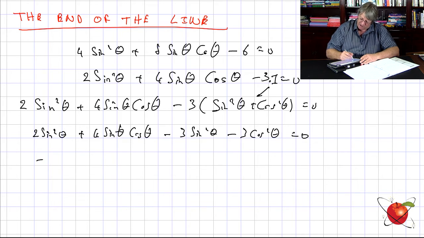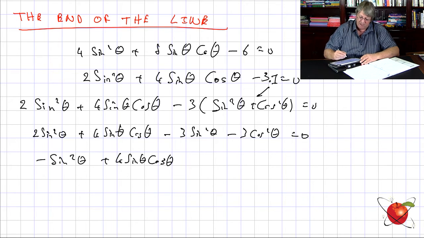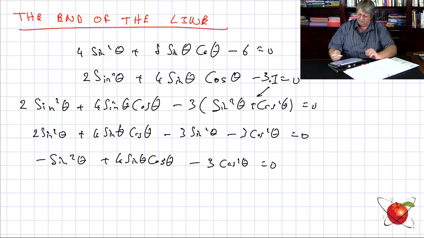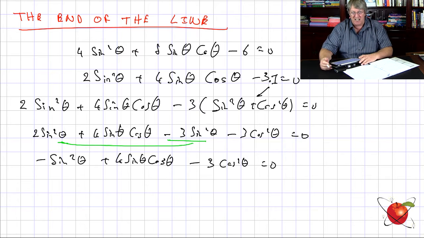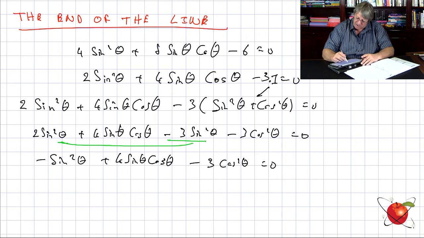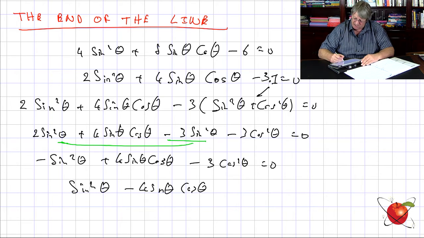Grouping like terms: minus sine squared theta plus 4 sine theta cos theta minus 3 cos squared theta equals 0. All I did is group like terms there. I took this sine squared and added it there and just tidied it up a little bit. Now I'm going to divide through by minus 1 because I don't want a minus sine squared. Sine squared theta minus 4 sine theta cos theta plus 3 cos squared theta equals 0.